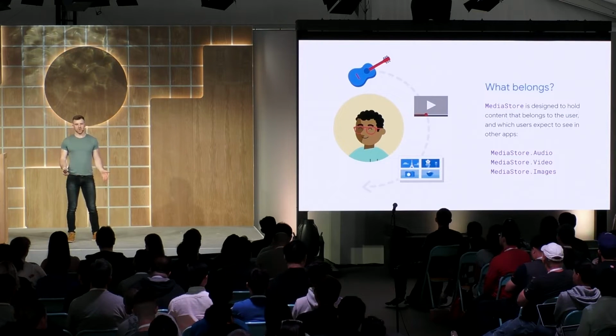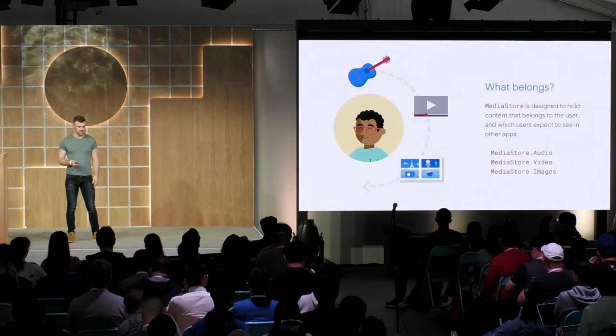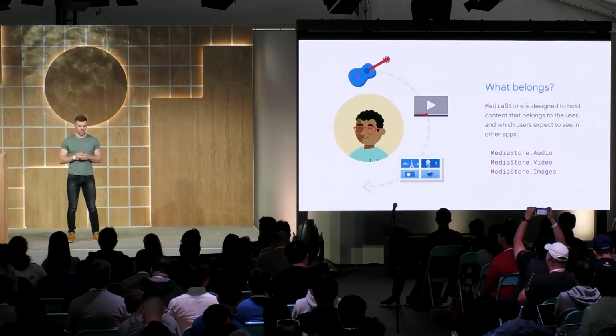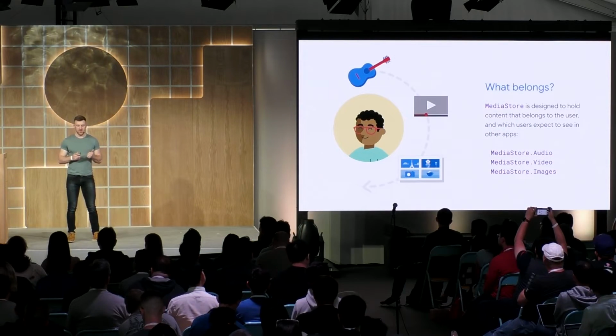So first question is, what belongs in Media Store? Media Store is designed to hold content that belongs to the user and that is available to other apps. Thus, we'd recommend only contributing files when the user actively expects it to be present in the Media Store collections, such as them explicitly taking a picture in their camera app. The main types of media present in Media Store are audio, video, and images.